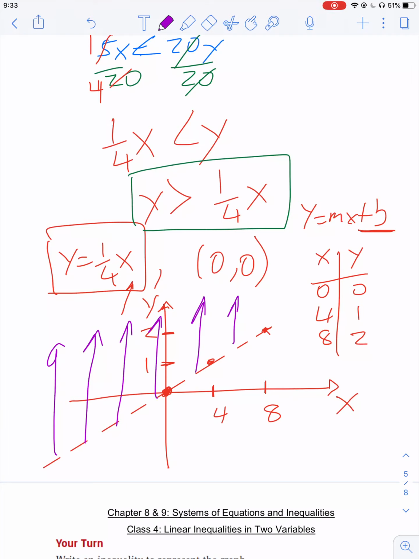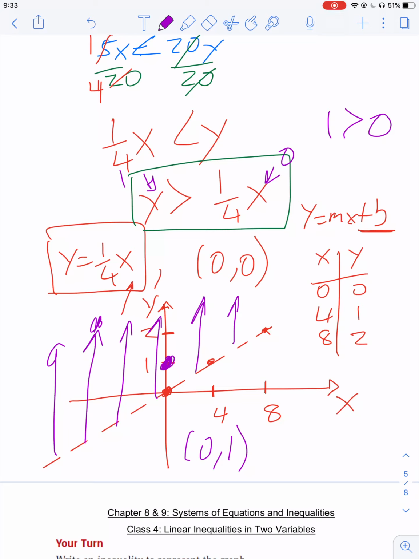Okay, so if you pick any point within this region, it will satisfy your inequality. For example, this point over here has coordinate x is 0 and y is 1. If you plug in 0 for x and 1 for y, you will see that it's going to be true. Y is just 1, and 0 times a quarter is 0. So 1 is actually greater than 0, right? So this point will work, and any point in this region will actually satisfy my inequality.